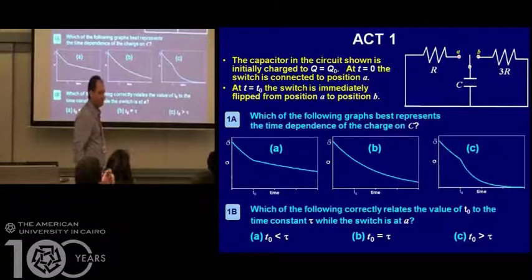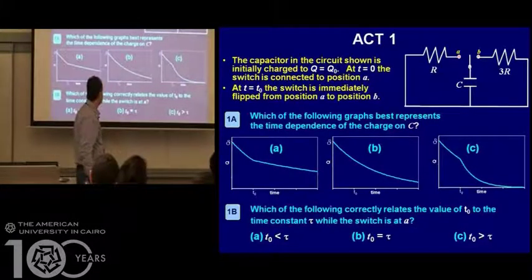Wait. Just give them a minute to think about it.